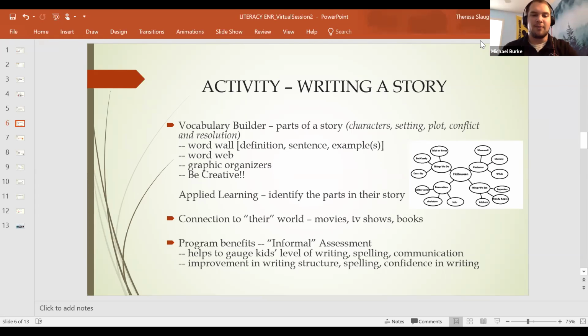I think definitely relating it to movies helps, just because a lot of these kids are watching movies or TV shows. And so just having them relate to another thing definitely would help.